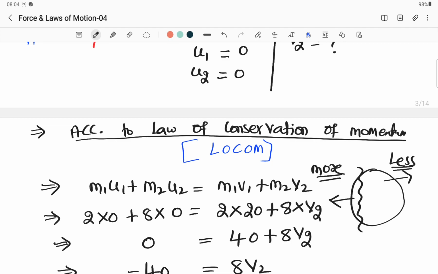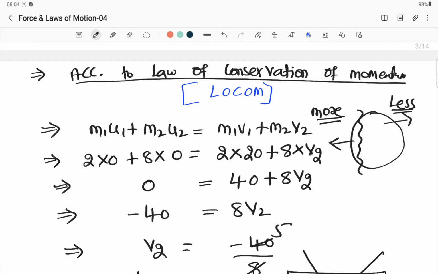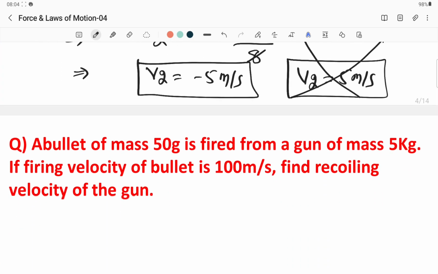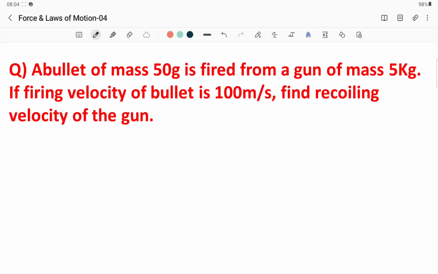You must have heard about this in a gun also, no? The bullet moves with more speed, but the gun moves back with a little speed. Why? Because mass of the gun is more and mass of the bullet is less. Alright, we have those problems also. We'll come to that also. So here is that problem. Let us have a look at this problem.